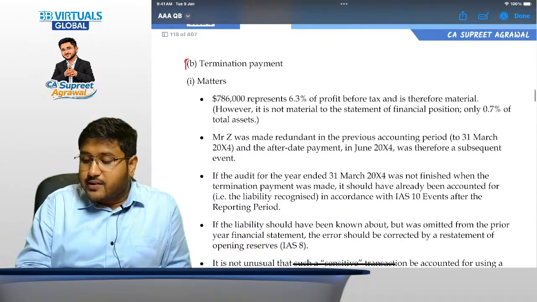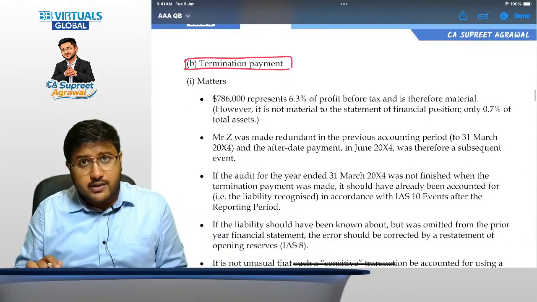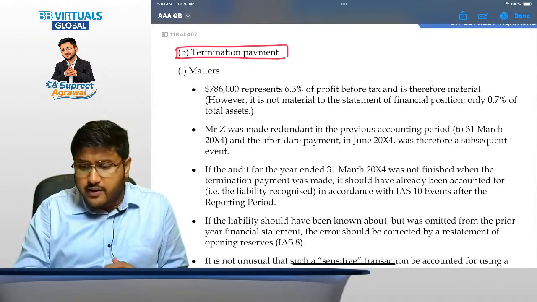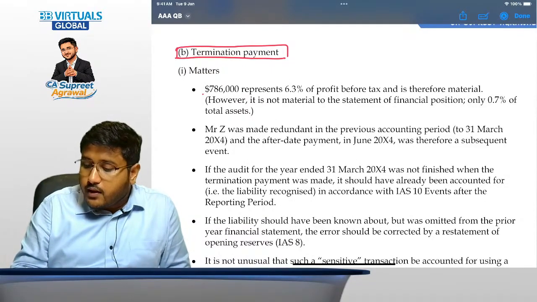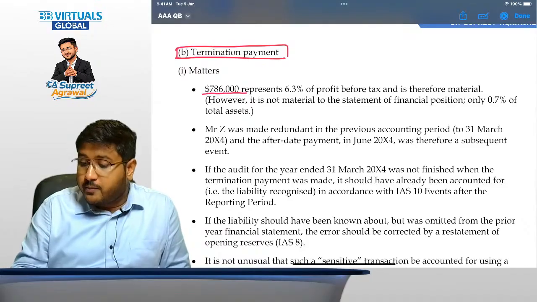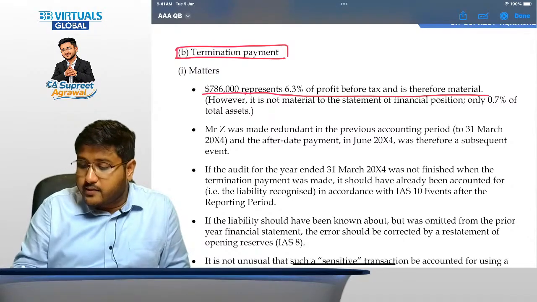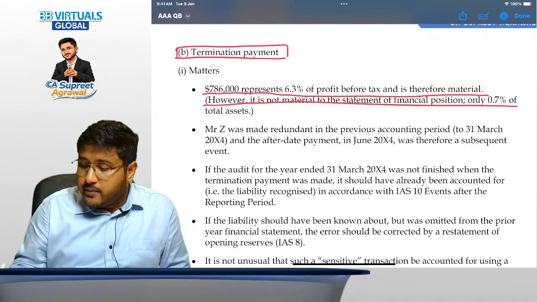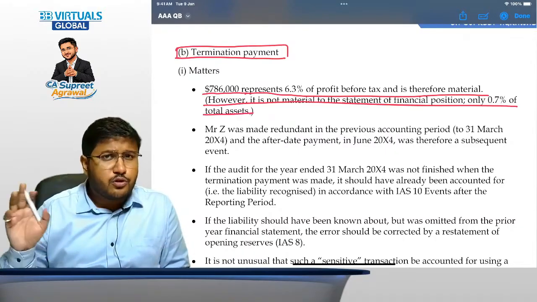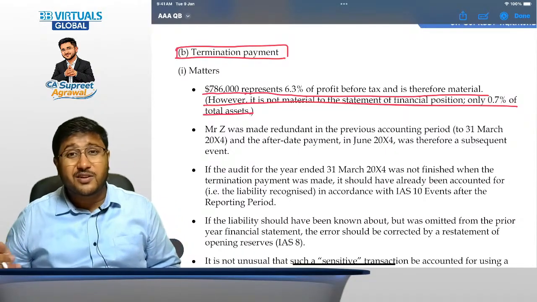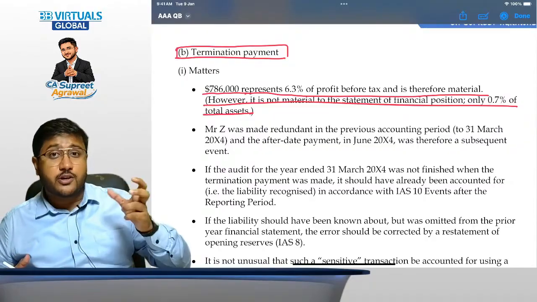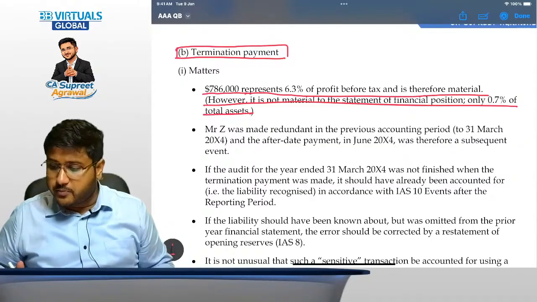Then when we come to the second point, which is termination payment, what we have to understand here is there are certain matters which are very important. $786,000 represents 6.3% of profit before taxes. However, it only represents 0.7% of total assets, so it was not material if we look at it from total assets. But this was a P&L item, right? Administrative expenses. That is why we have to look at it from profit before taxes.